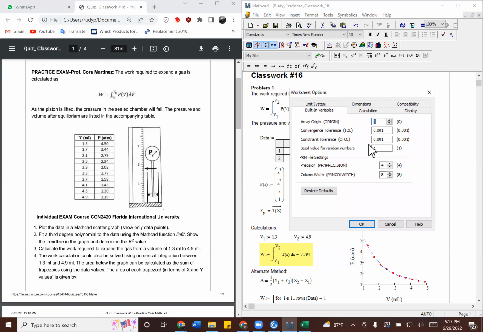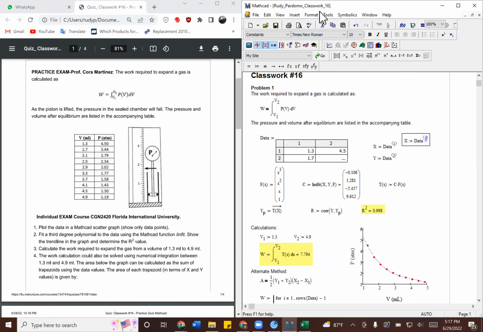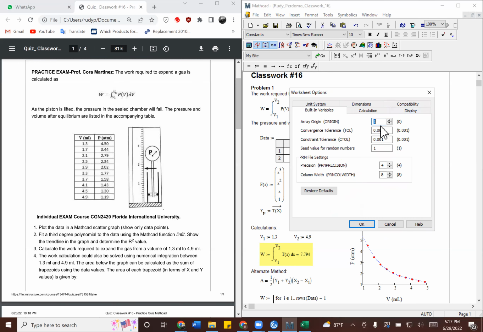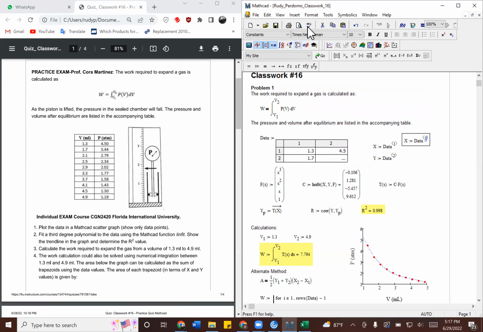So worksheet options. Why is it that we started at 1? I mean, just because you don't have to. How is it that we do that? I think it was tools, worksheet options, and then array origin, 1. Tools, worksheet options, 1. I mean, it just makes more sense for it to start at 1 and not 0.